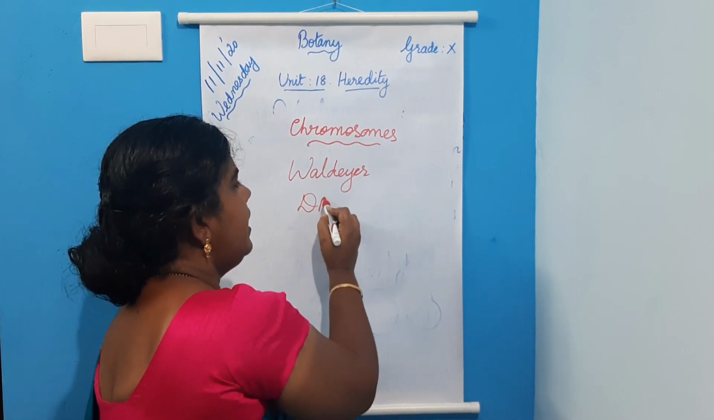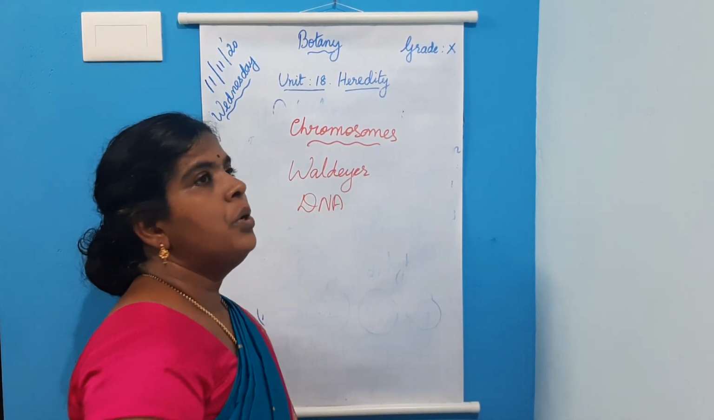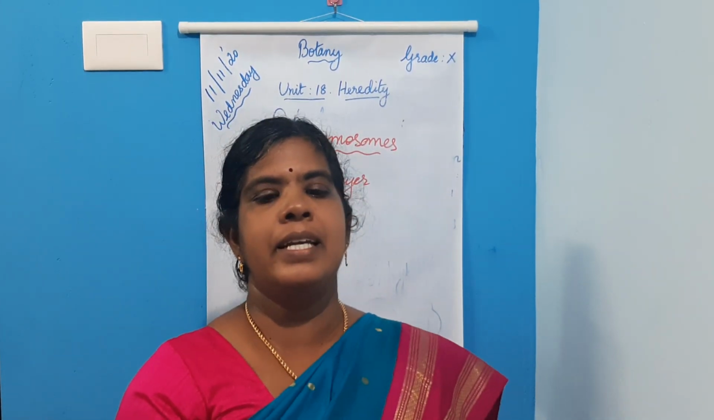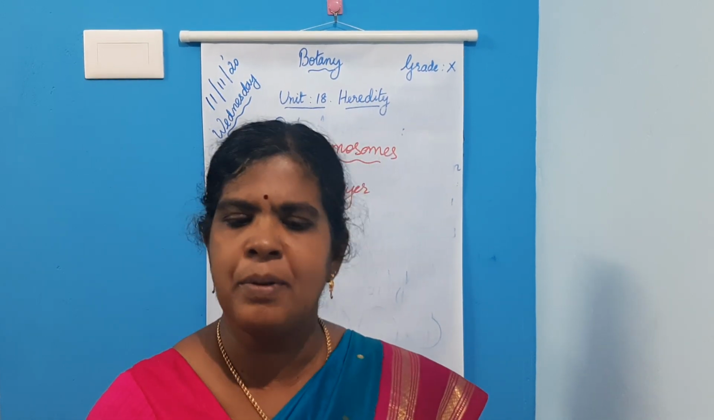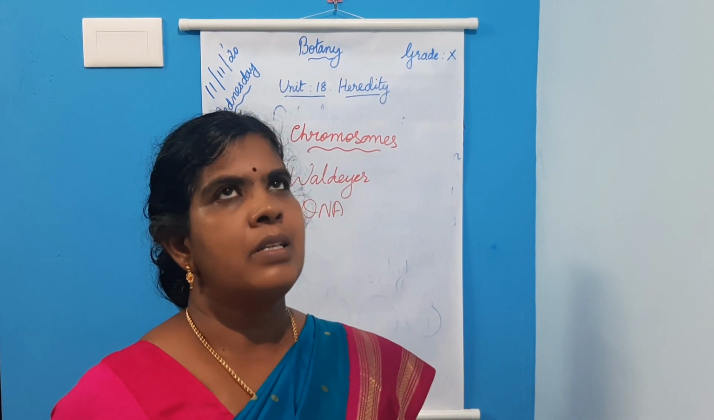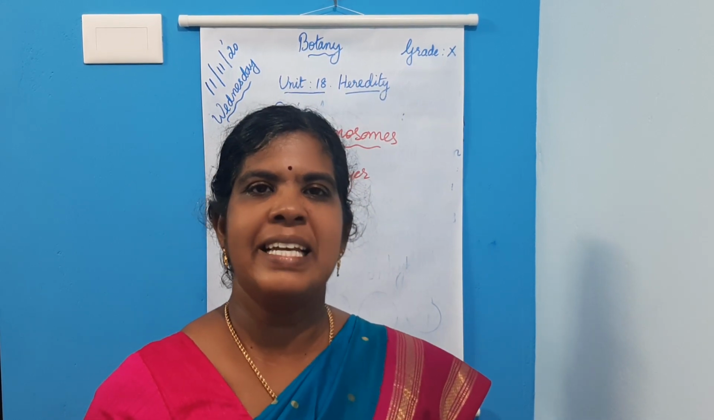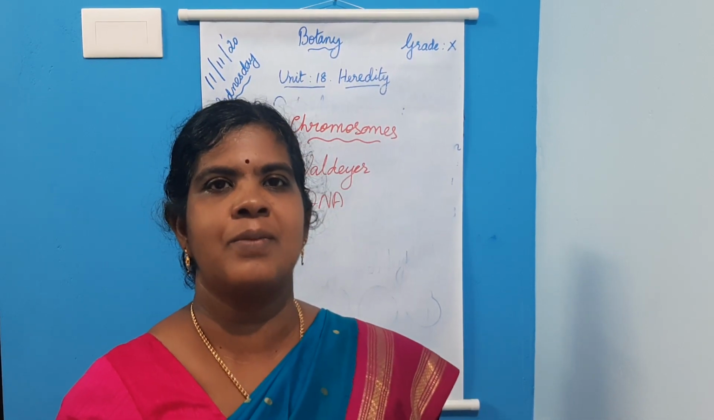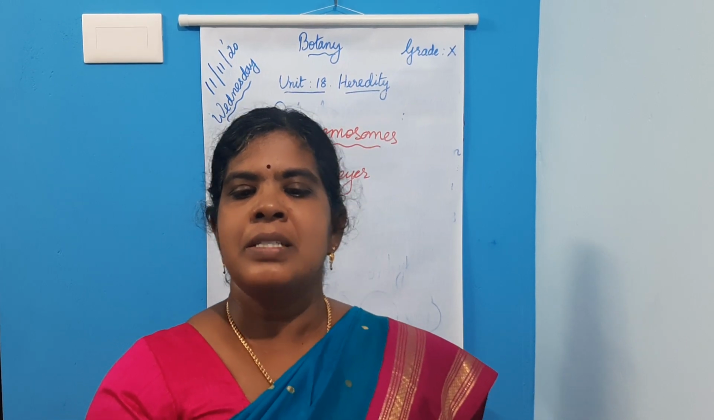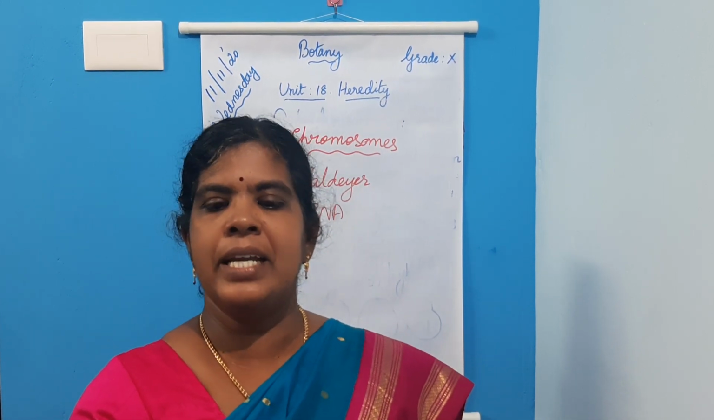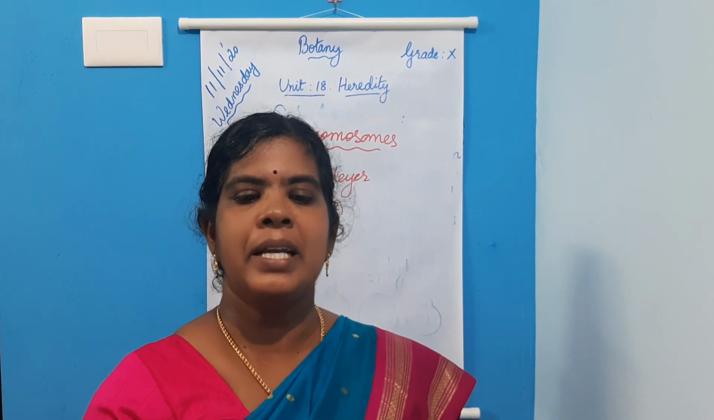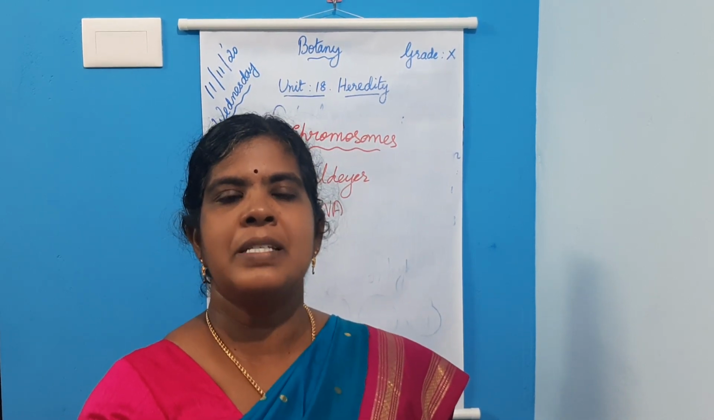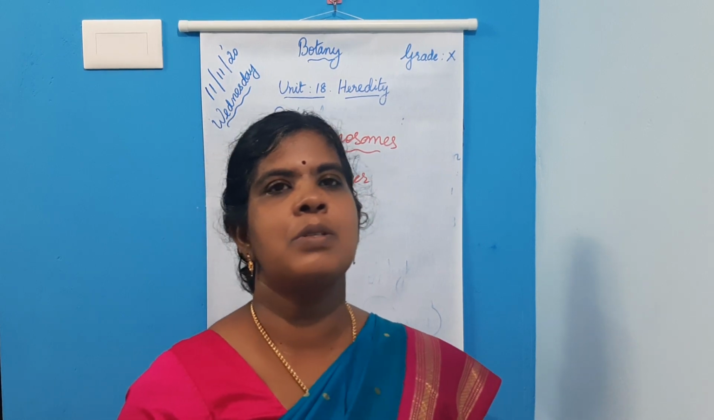What is DNA? Deoxyribonucleic acid. Now, chromosomes are highly coiled chromatin fibers packed with DNA. These chromosomes are the physical carriers of genes. Genes are the segments of DNA responsible for a particular phenotypic character. The gene is present in the chromosome.